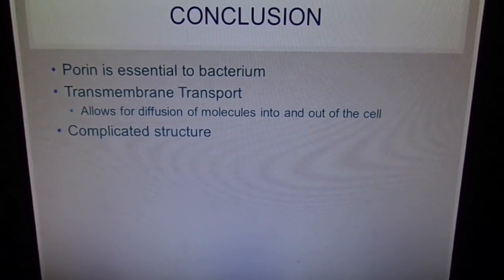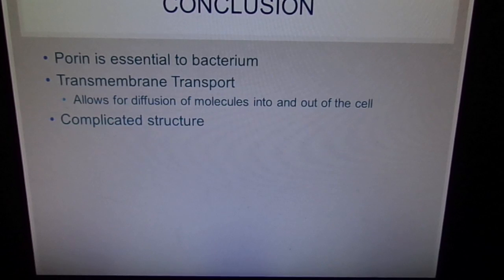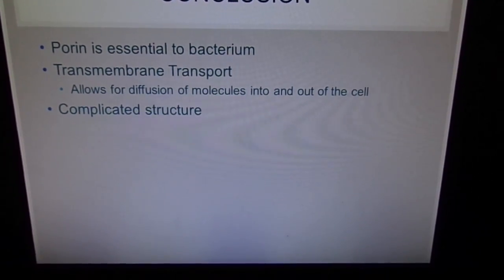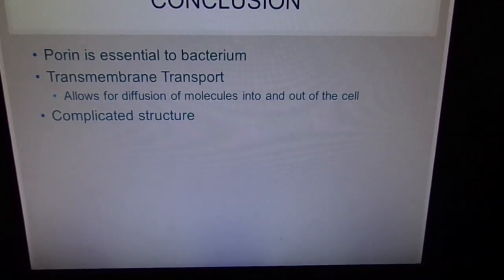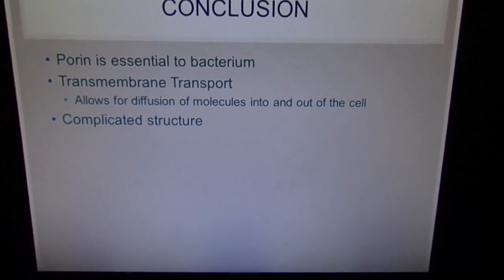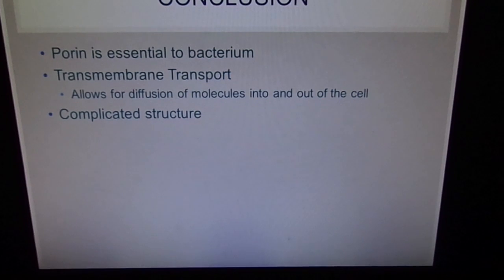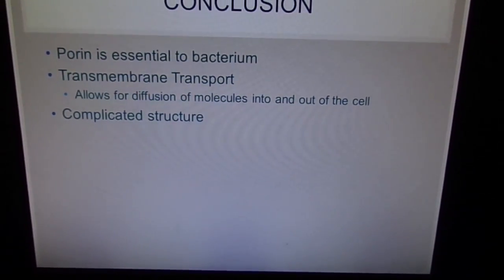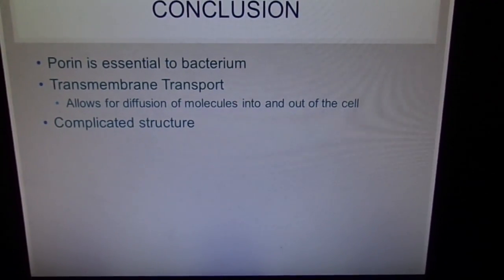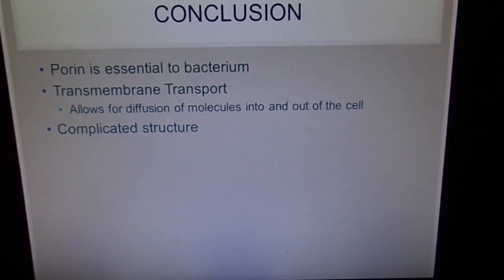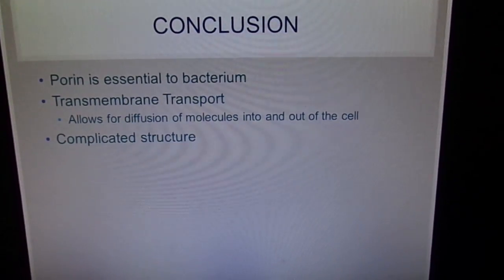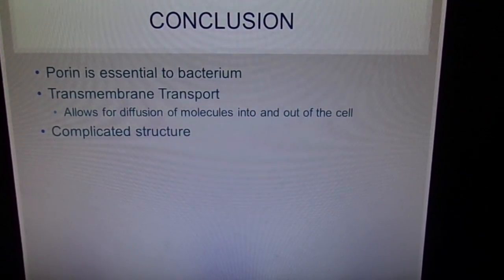In conclusion, porin is essential to bacterium. It's needed to allow diffusion of molecules into and out of the cell from the periplasmic space to the external environment. It is a transmembrane transport. It has a very complicated structure, which allows it to help the bacteria function. Okay, thank you.